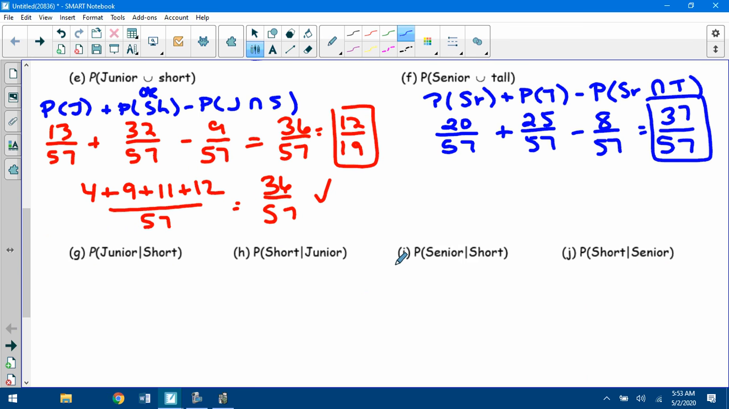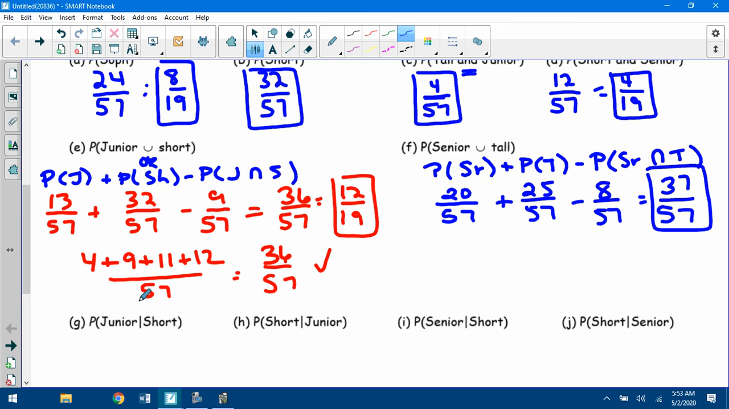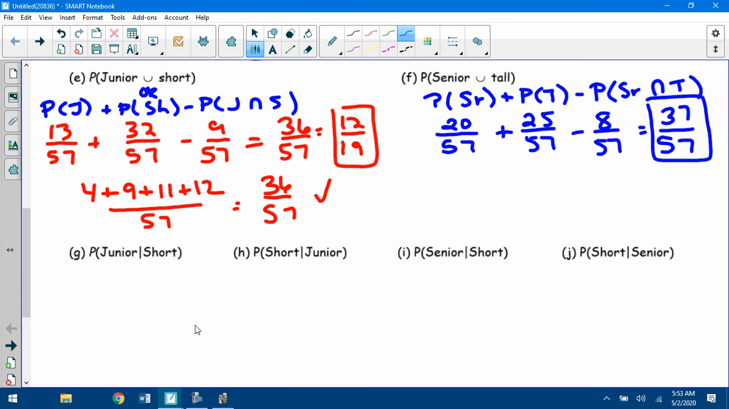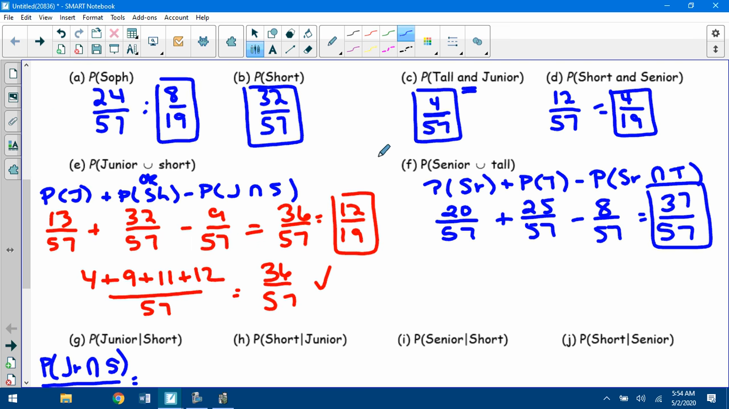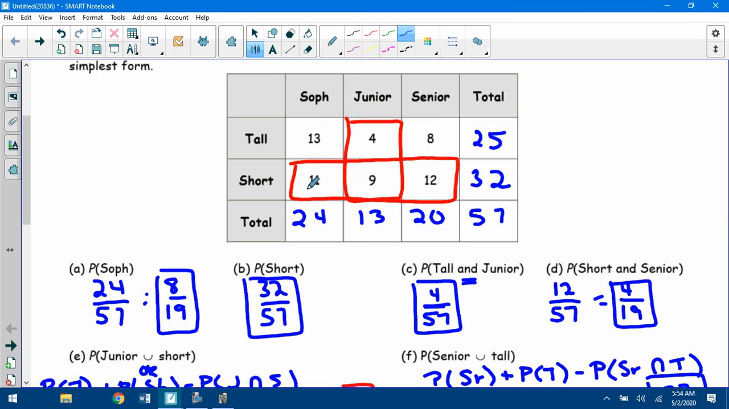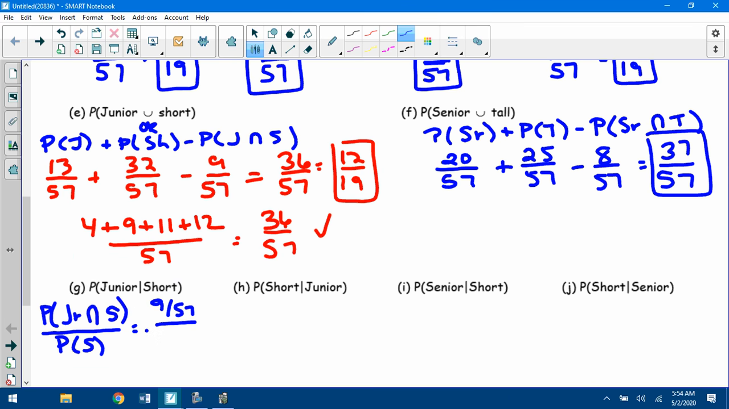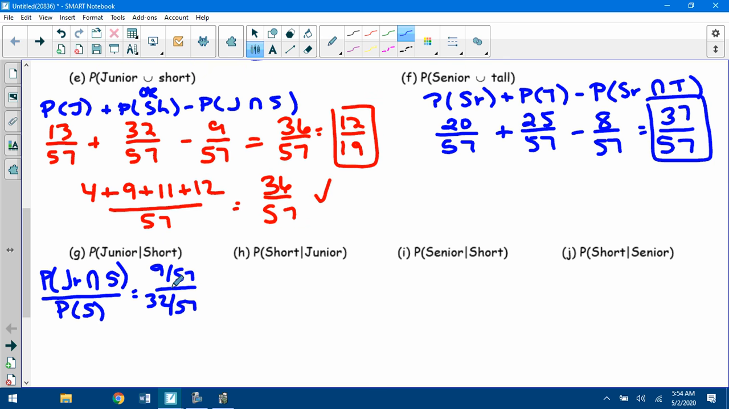Okay? How about the given probabilities? Now I could use the formula, so junior and short divided by probability of short, but remember you can also count smartly. The first one I'll do both ways, but then after that I'm going to do it the easier way. So junior and short over the probability of short. Junior and short is 9 out of 57. Probability of short was 32 out of 57. But when you multiply top and bottom by the LCD, you'd get 9 out of 32.